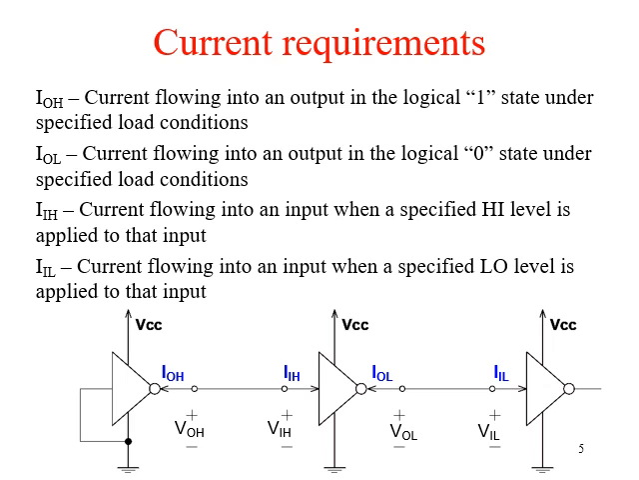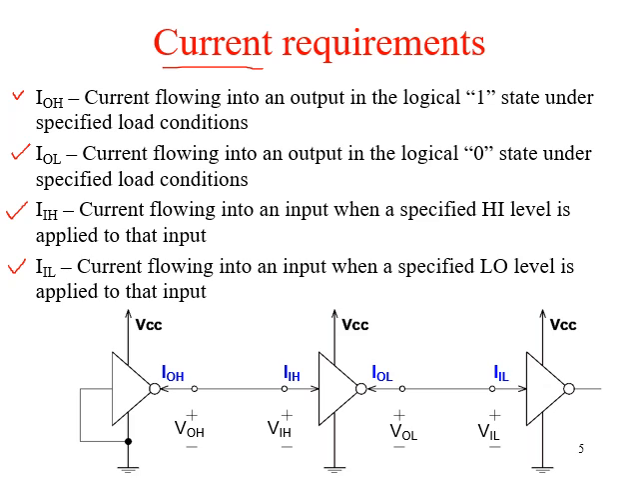Another factor which is mentioned in the data sheet is regarding the requirement of the current values. For driving a circuit, there are some minimum current requirements. Again, as with voltage, there are 4 current values available. These are IOH, IOL, IIH and IIL.